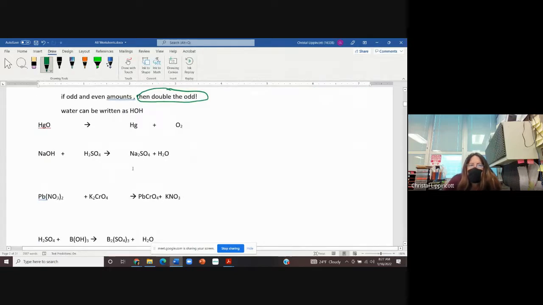All right, so let's practice here. So again, you write your inventories out. So I've got Hg, I've got O, Hg, and O. And then I do my counts. I've got one of these, one of these, one of these, and 2 of these.